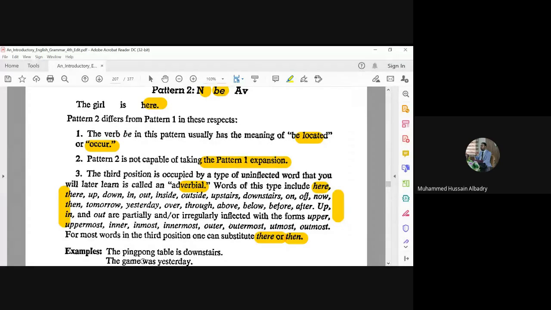For example, the ping pong table is downstairs. Other noun, other be, downstairs adverb. So this is button number 2. The game noun, the will be, verb here. Yesterday is adverb of time. تعرفون احنا عندنا ظروف adverb of time and adverb of place.